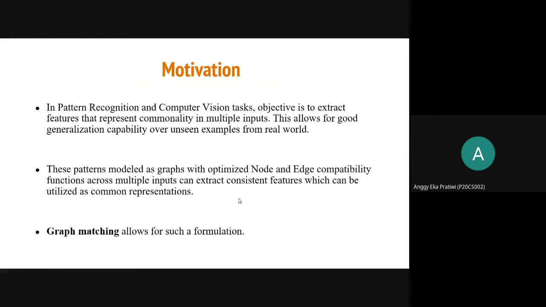So, as for motivation, in graph matching, patterns are modeled as a graph and pattern recognition amounts to finding a key point in multiple inputs. For generalization capability, it will be good if we use unseen examples from the real world. Also, a pattern modeled as a graph has already optimized the nodes and edges, which can extract consistency features that we can utilize. So from that problem, graph matching allows such a formulation.